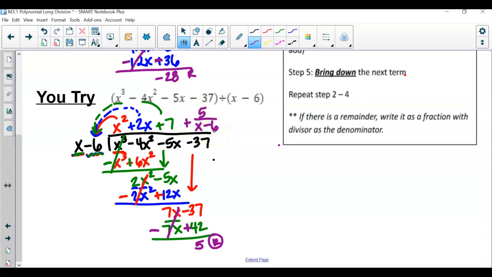So the final answer is x squared plus 2x plus 7 plus 5 over x minus 6. So showing that remainder of 5, which means, is x minus 6 a factor? No, because you got a remainder of 5.